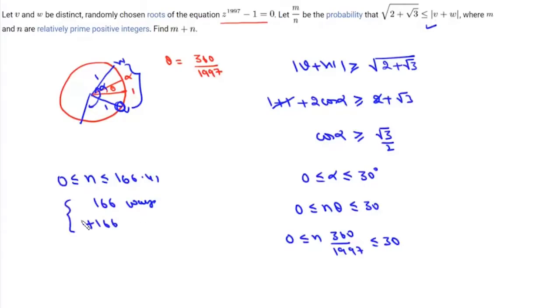So the total number of favorable ways in which mod of u plus w will be greater than or equal to root 2 plus root 3 is given by 332. So for any root we have 332 favorable positions. So this required probability will be 332 divided by, now how many total choices do we have? There are 1997 roots, out of which one is v. So the remaining ones are 1996. So the required probability is 332 upon 1996, which is simply 83 by 499. And that is the answer to this question.